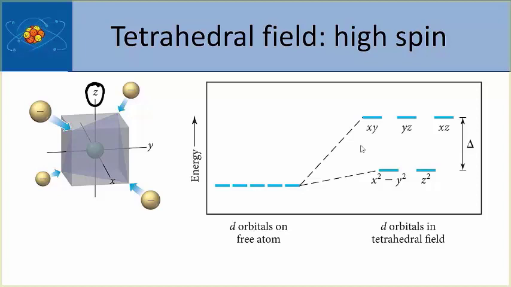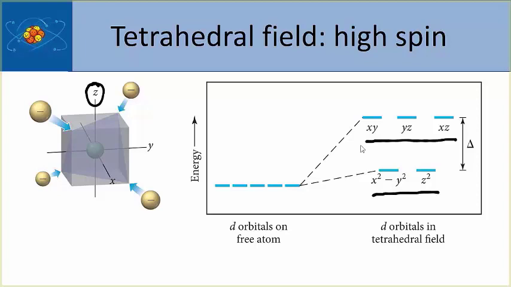Okay, and as a result, the dx squared minus y squared and dz squared orbitals are lower in energy because they don't directly interact with the ligand orbitals. But all three of the others, it turns out, go to a higher energy level. And so you end up with three orbitals in the upper level and two orbitals in the lower level.